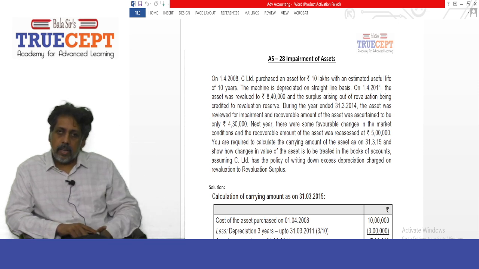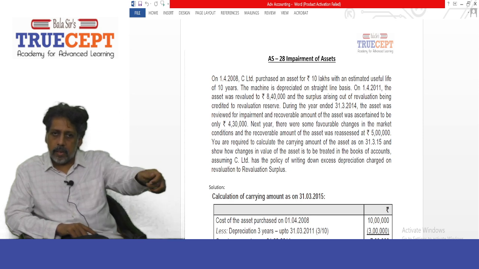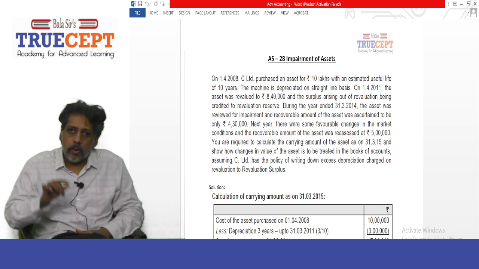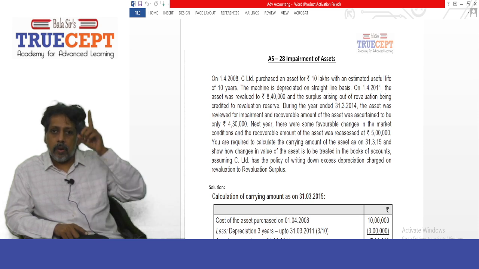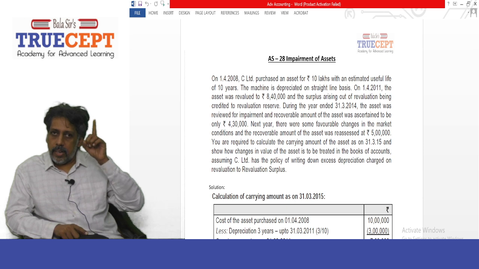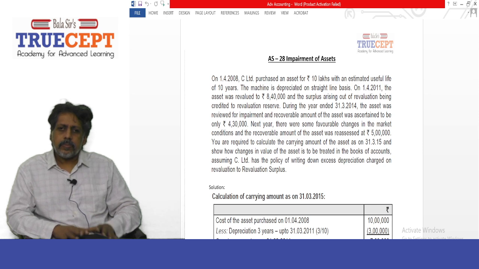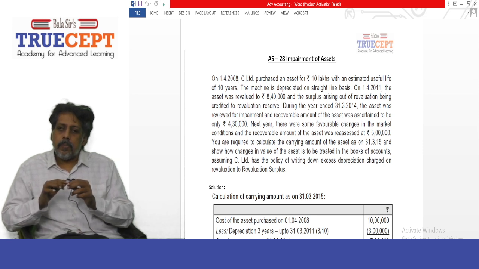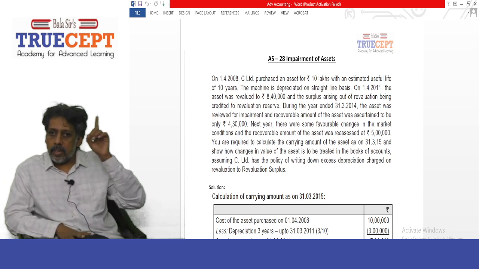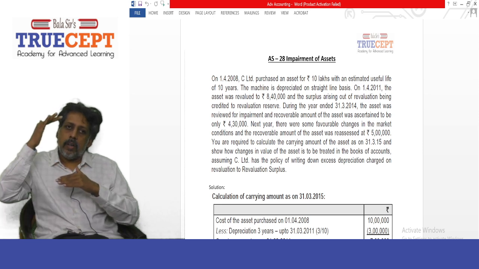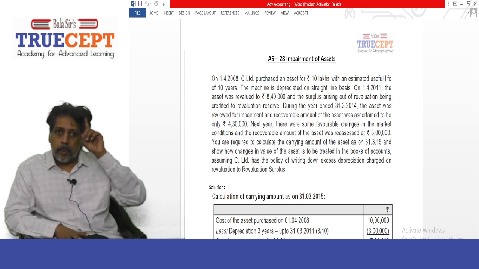Now that has a value of, what is the value? 5 lakh is supposed to be the recoverable amount on 31/3/2015. But you cannot take the asset to 5 lakh because the standard is very clear. When I say standard, accounting standard 28 is very clear. They say that when you reverse an impairment loss, the reversal should not exceed or should not take the asset beyond or above its carrying amount had it not been tested for impairment earlier.